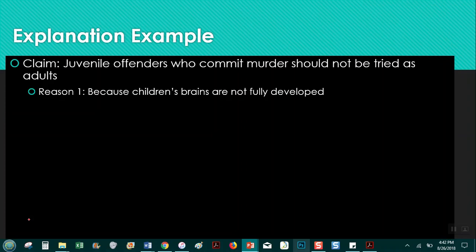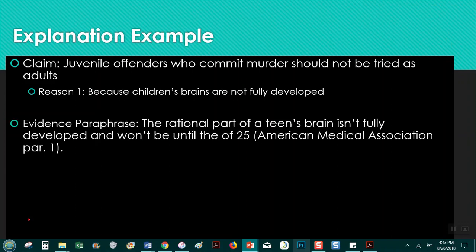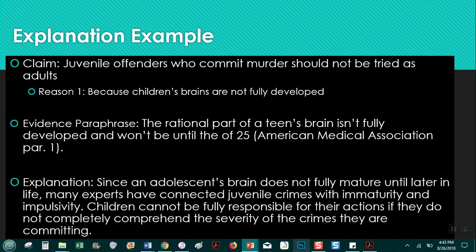So here's an example of an explanation. The claim before, if you remember, was that they should not be tried as adults because their brains are not fully developed. The evidence I just took here, the paraphrase: the rational part of a teen's brain isn't fully developed. So here's the explanation. Since an adolescent's brain does not fully mature until later in life, many experts have connected juvenile crimes with immaturity and impulsivity. Children cannot be fully responsible for their actions if they do not completely comprehend the severity of the crimes they are committing. Now, I've explained for my audience how this paraphrase relates directly to my claim.